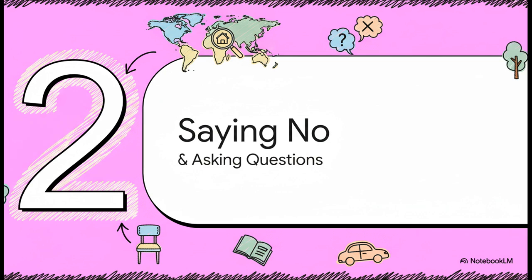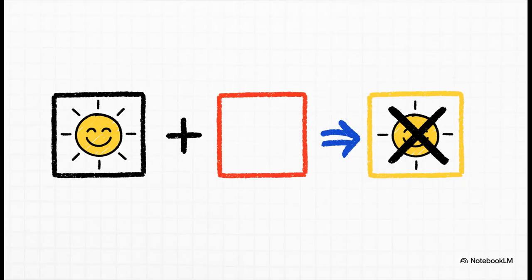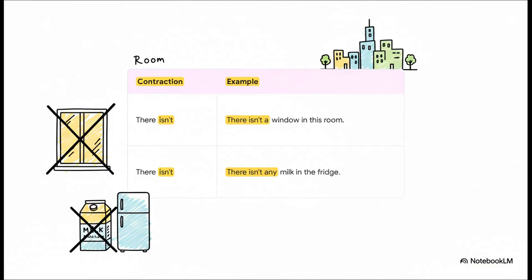So let's build on that. What happens when you want to say something isn't there? Or what if you want to ask a question about it? Let's check it out. And you're going to love how easy this is. To take a positive statement and make it negative, all you have to do is drop in one little word, not. So there is becomes there is not. But just like before, we almost always squeeze that together into the contraction there isn't. For example, there isn't a window in this room, or there isn't any milk in the fridge.